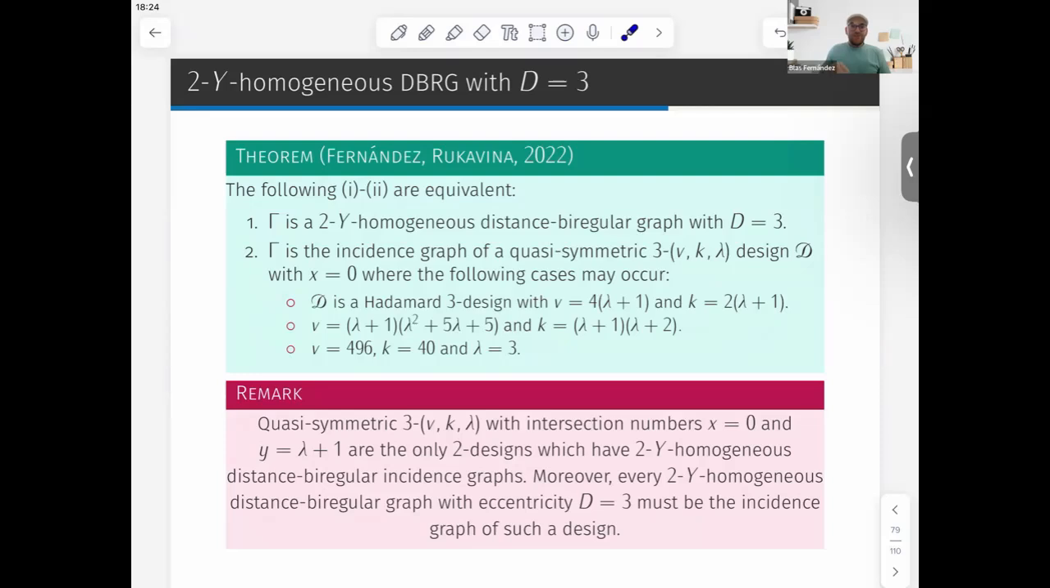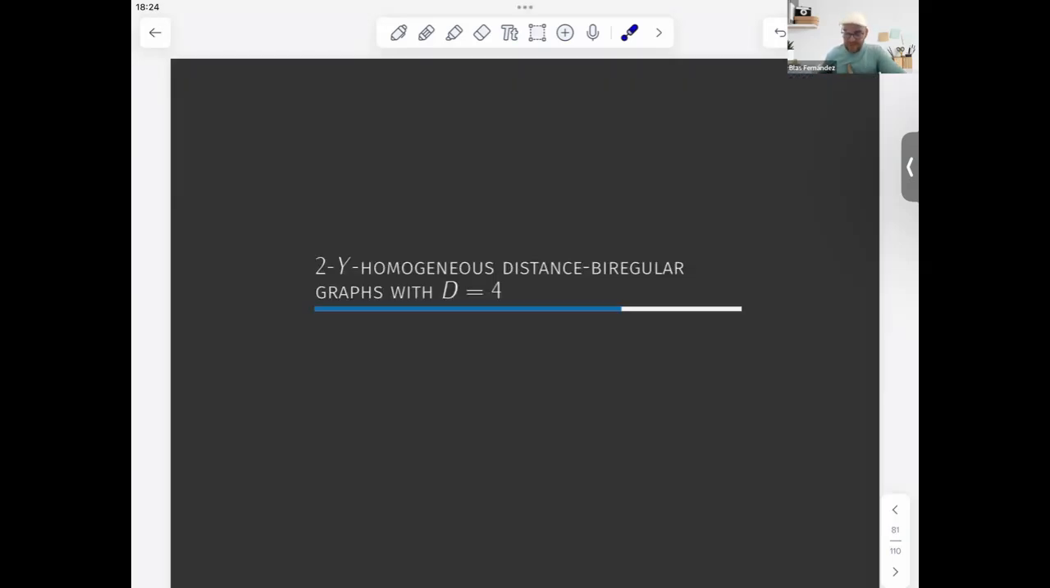Okay, so of course these graphs or these designs are not a solution of the problem that we wanted to solve, or sub-problem that we wanted to solve, because we need to consider graphs with d equal to 4. And so after classifying the case of d equal to 3, we move to the case d equal to 4, so 2-way homogeneous distance-biregular graphs with d equal to 4.